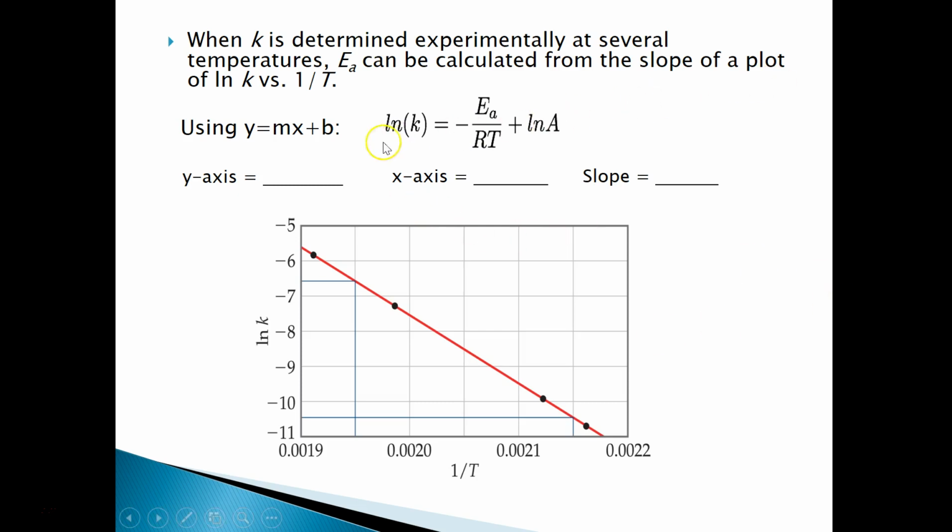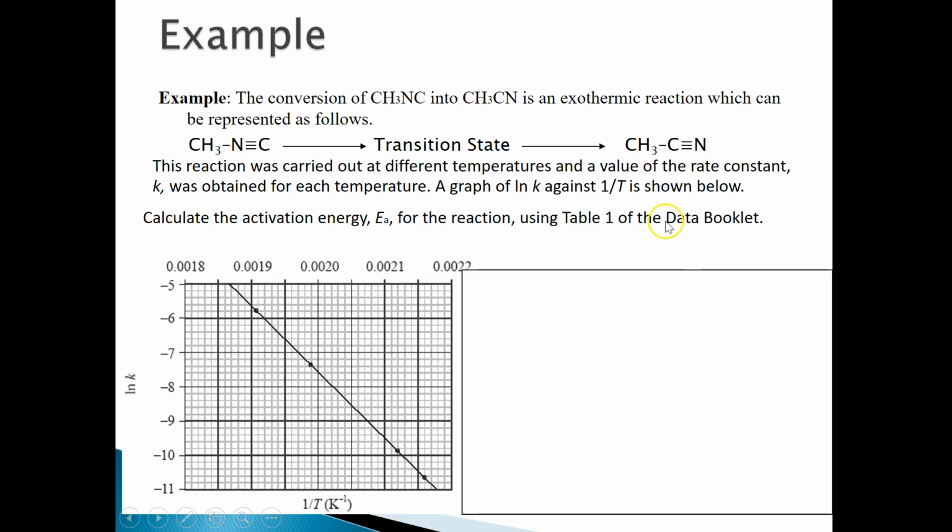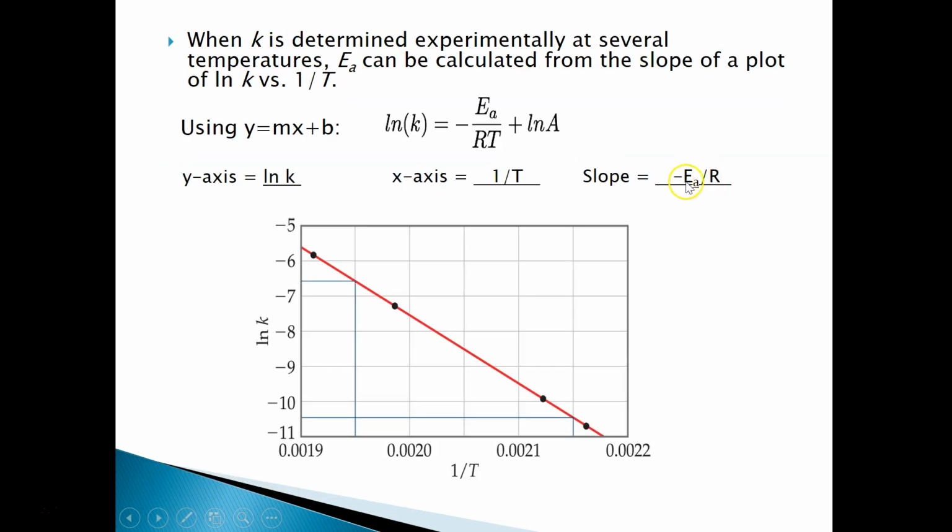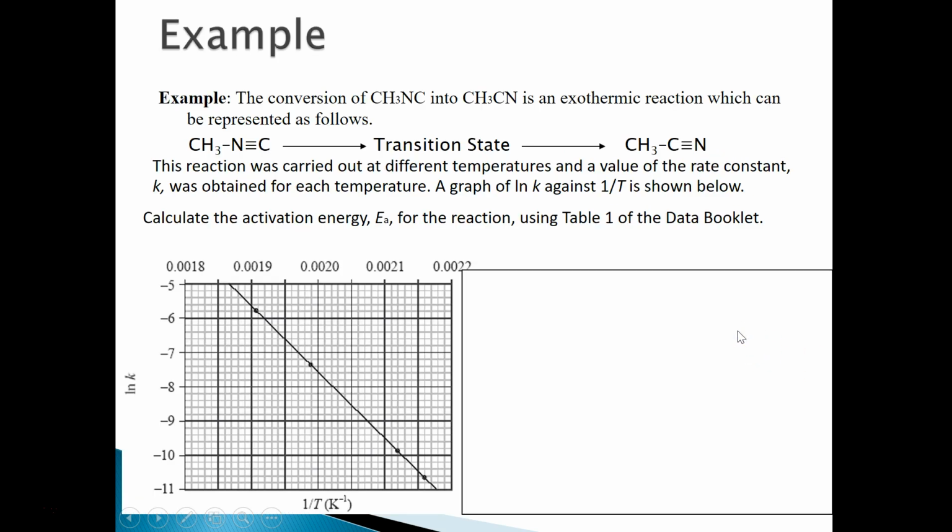So we see that in this particular equation, y is the natural log of k, and that is the y-axis. We see that x is 1 over T. Now this term is the slope times x, so if x is 1 over T, that means that the slope becomes negative activation energy over R. So we can use this relationship to calculate the activation energy because the slope can be calculated and R is a constant. So here's an example of doing this.